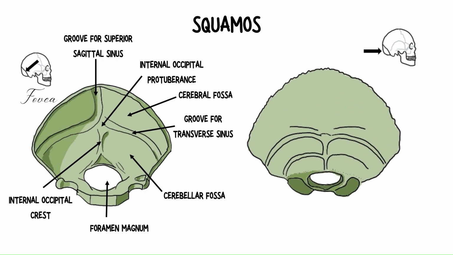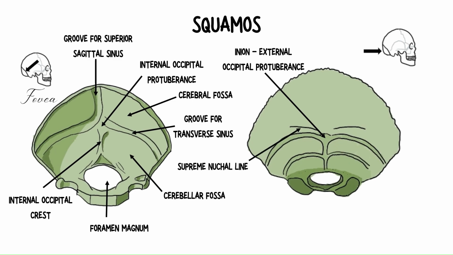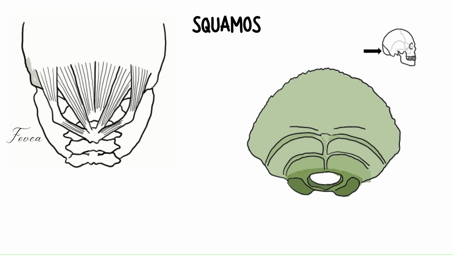The outer squamous part contains the inion, that is the tip of the external occipital protuberance, which is mirrored by the internal occipital protuberance, in 3 horizontal so-called nuchal lines. The supreme nuchal line extends laterally from the external occipital protuberance and is the site of origin of the nuchal ligament, also called the ligamentum nuchae. It's a strong fibrous tissue that extends from the spinous process of the first thoracic vertebra to the external occipital protuberance. The nuchal ligament limits forward flexion of the head and the cervical spine. It also serves as the attachment for some major muscles.